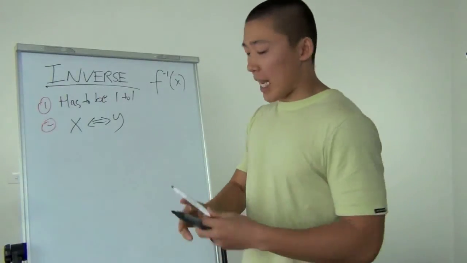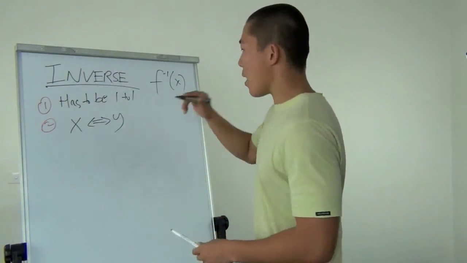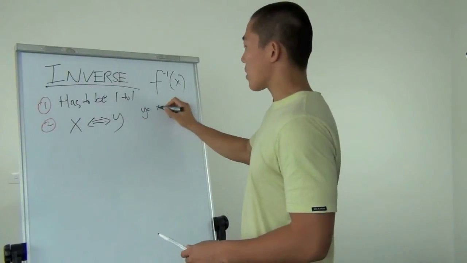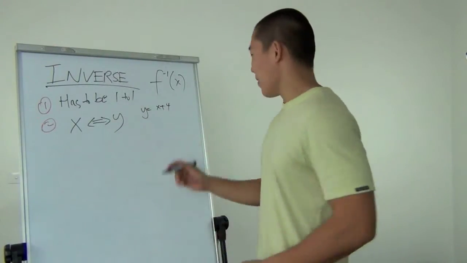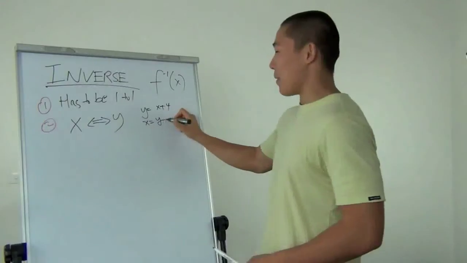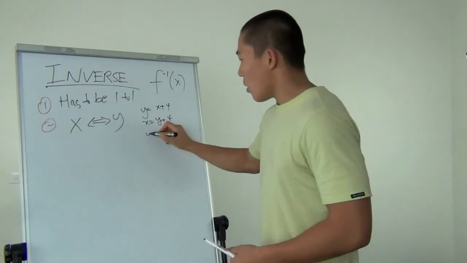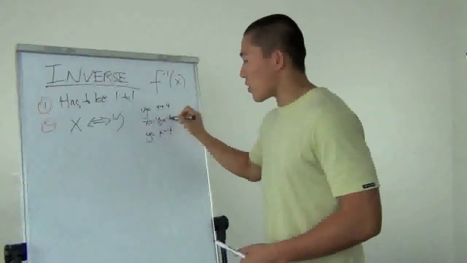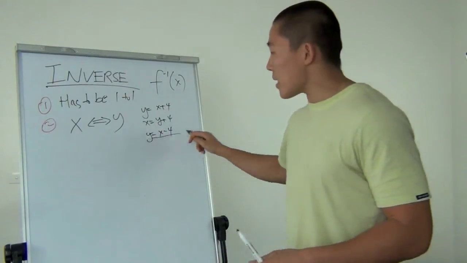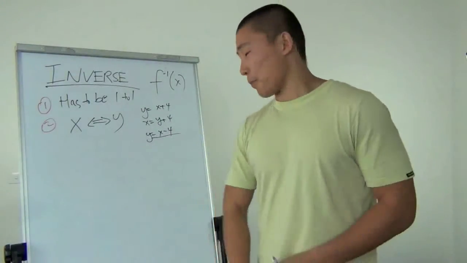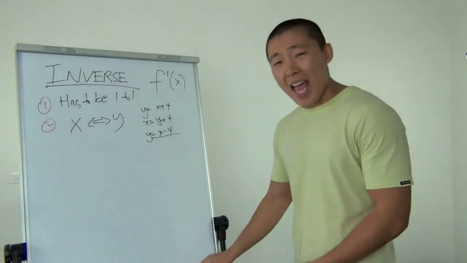For example, y equals x plus 4. So x now equals y plus 4, and you always have to make y the subject. y equals x minus 4, because you take the 4 to the other side, and there is the inverse function. It's fairly simple.